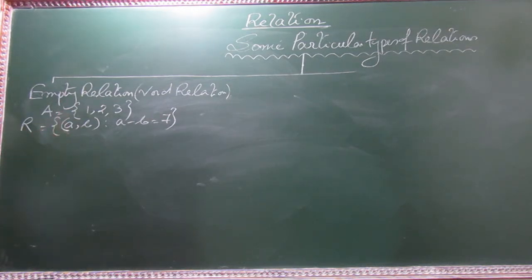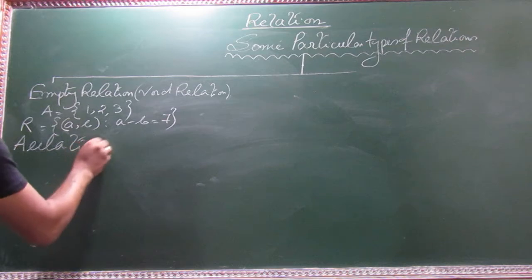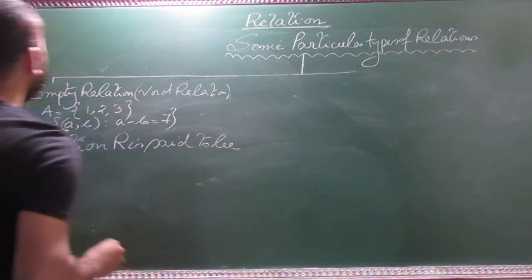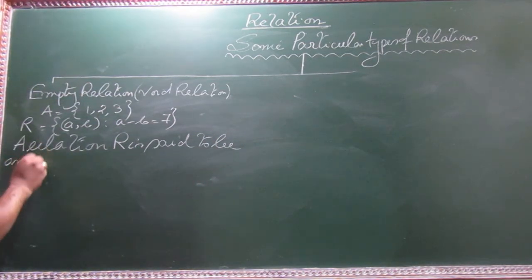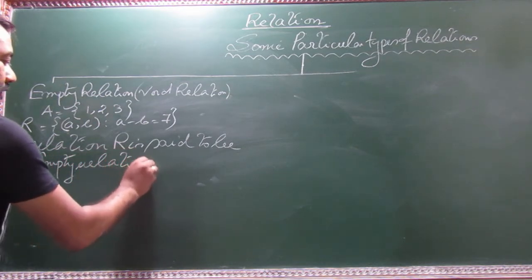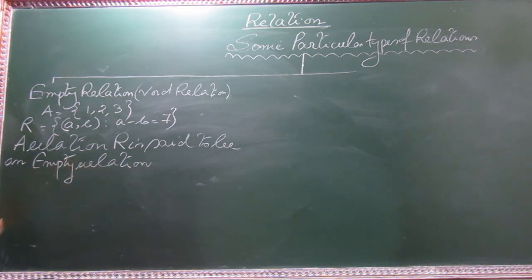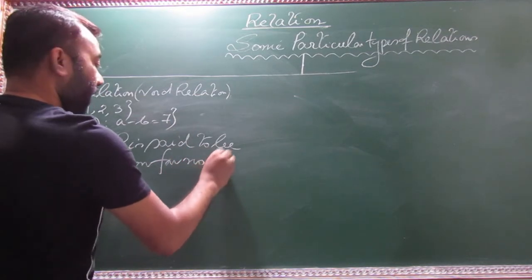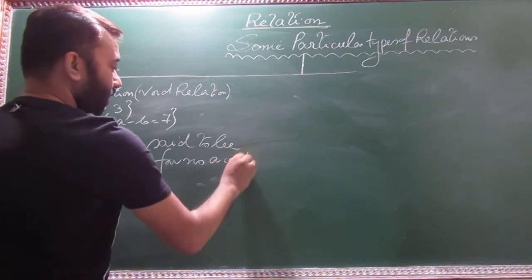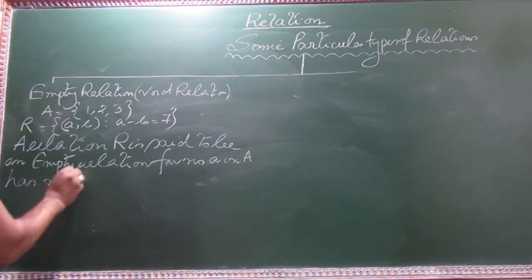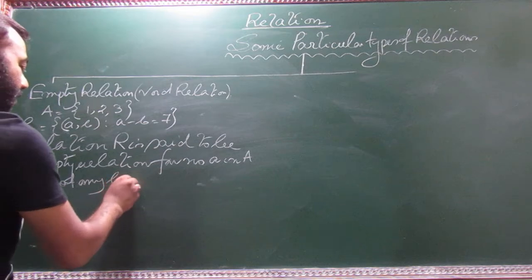That means, what is the definition? A relation R is said to be an empty relation for no a in A has not any b in A.